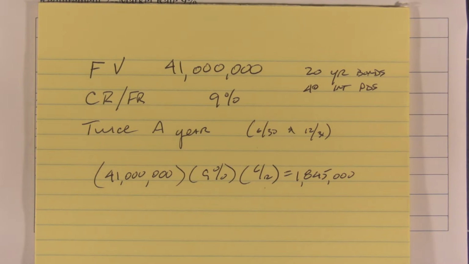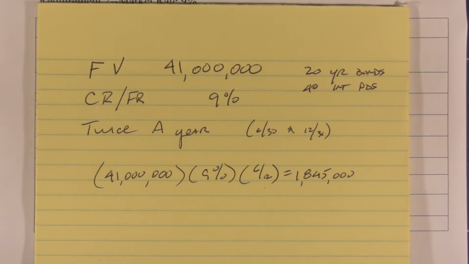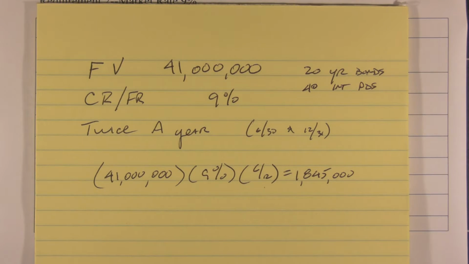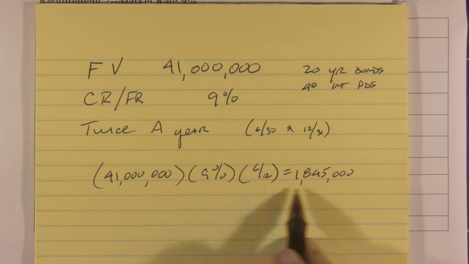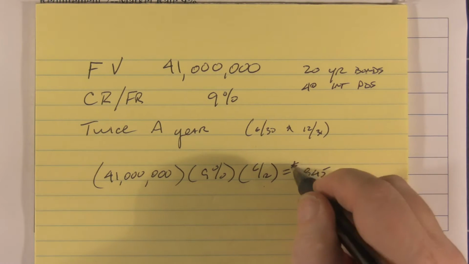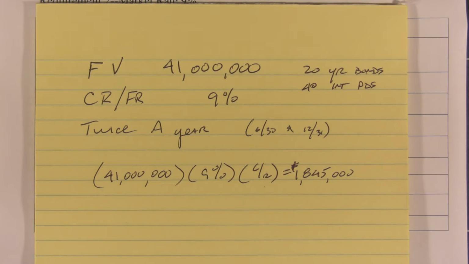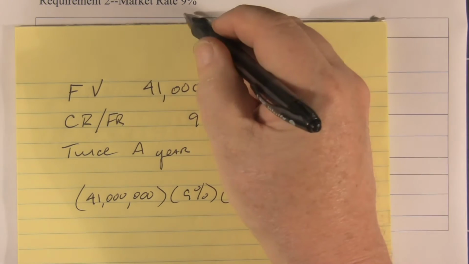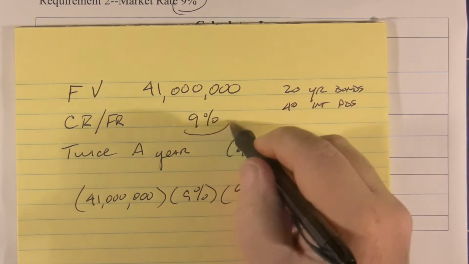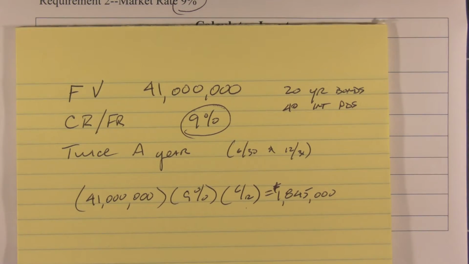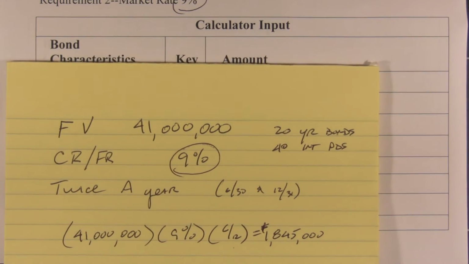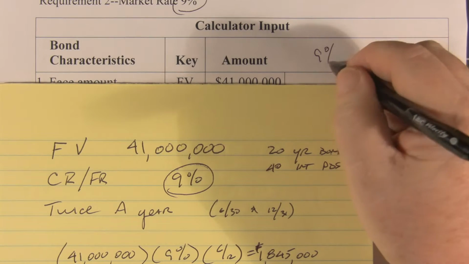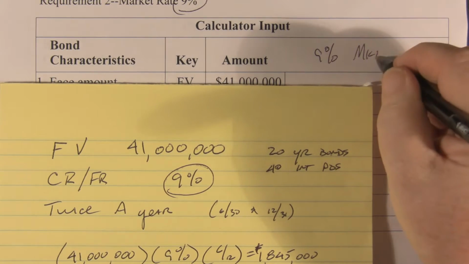So everything's the same. $41 million, the coupon rate or the face rate is 9%. They're paying the interest semi-annually. There's the interest payment. That's the size of the check they will send out twice a year. But now the market rate and the coupon rate and the face rate line up exactly. Because remember, they tell us on this one, market rate is 9%.